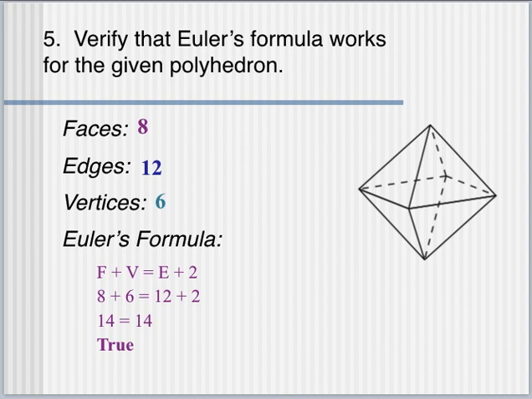If it asks you to count faces, edges, and vertices, but if you plug it in, it doesn't create a true statement, for example, you get 13 equals 14 instead of 14 equals 14, it means you counted one of the pieces wrong.